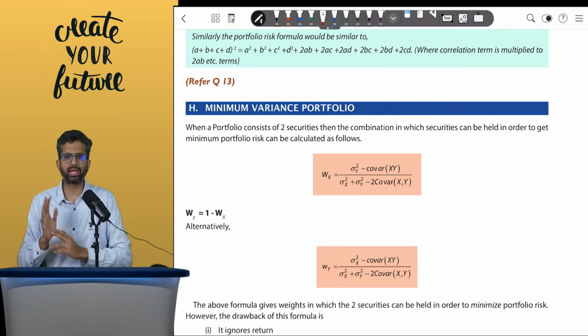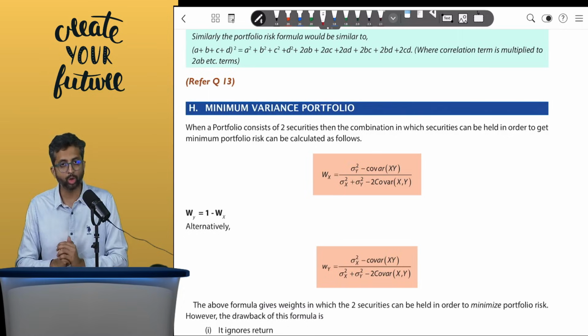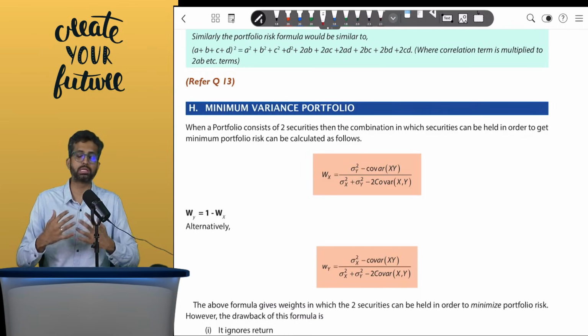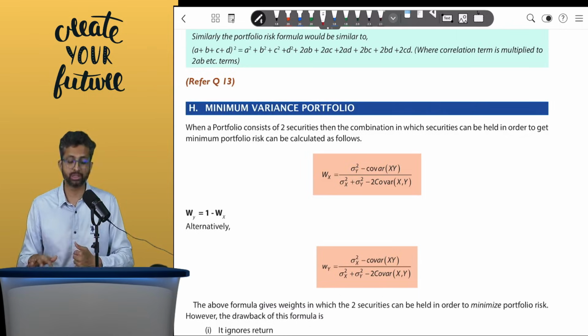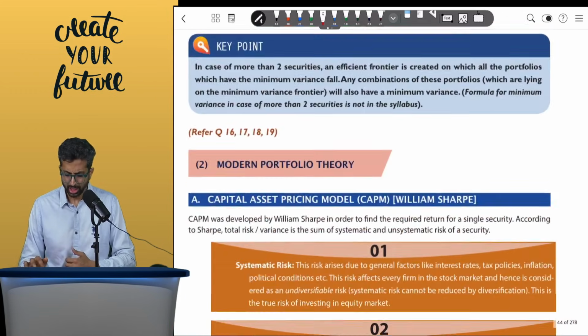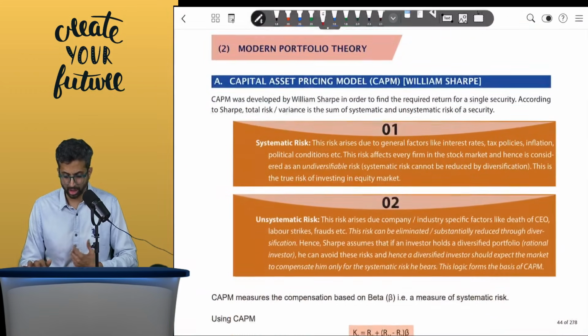This formula can be applied in only a 2-security portfolio, and the drawback in this formula is it only considers the risk, does not consider the return. Okay, next you look at CAPM.